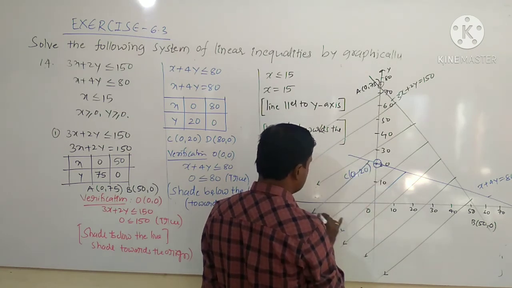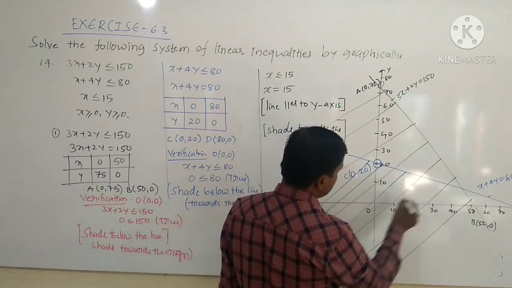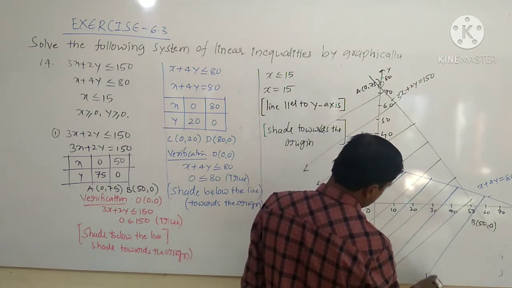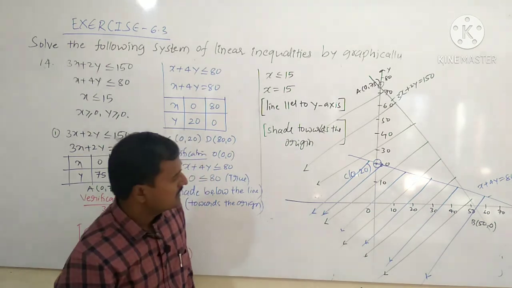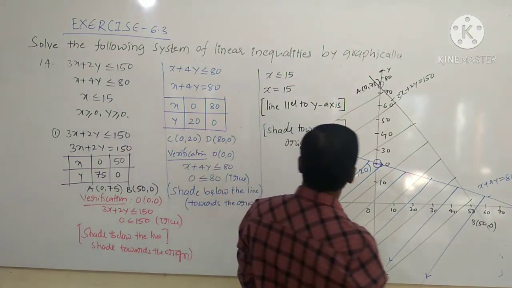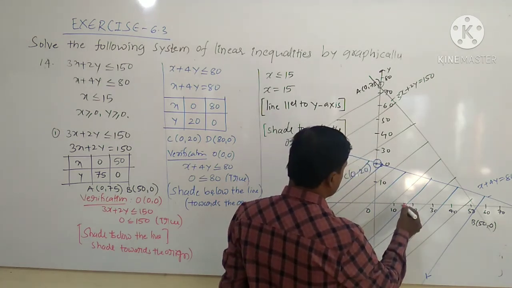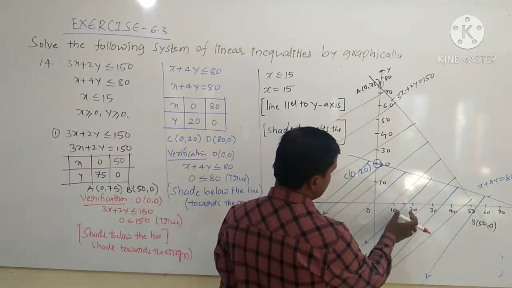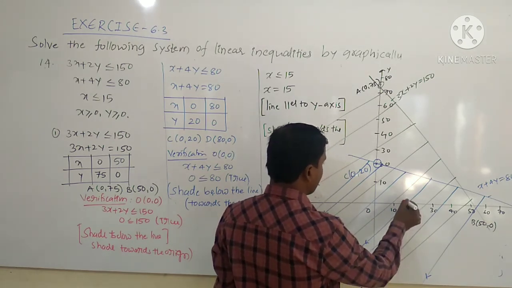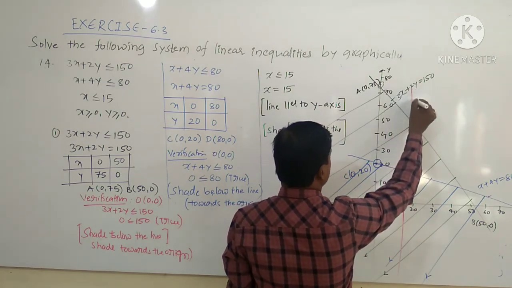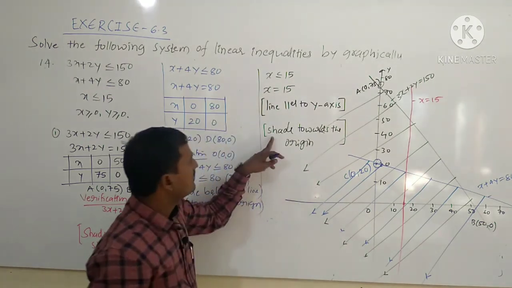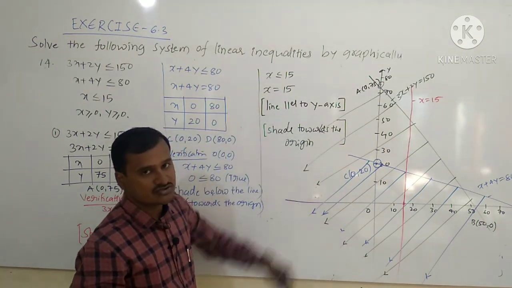Check whether it is right. Shading like this below the line. Next one is x equal to 15. X equal to 15 means a line parallel to the y-axis. Here it is between 10 and 20 that we have x equal to 15. Here I have written, shade towards the origin.